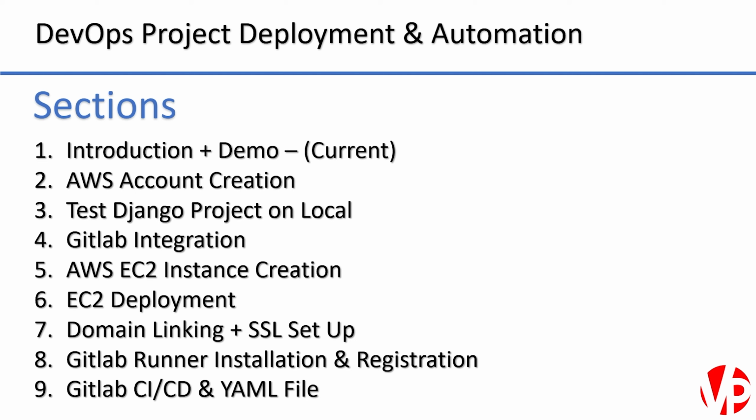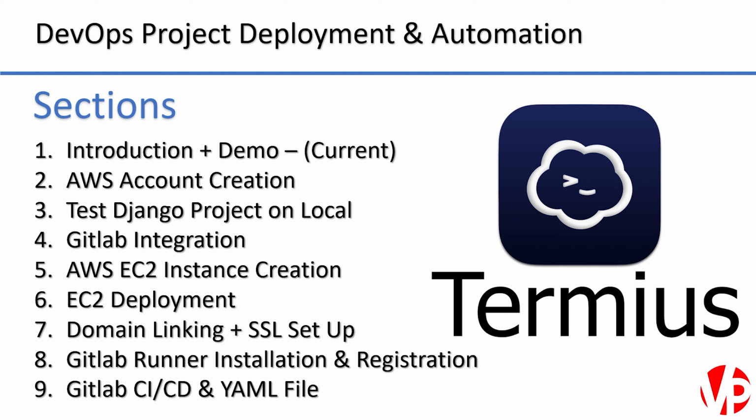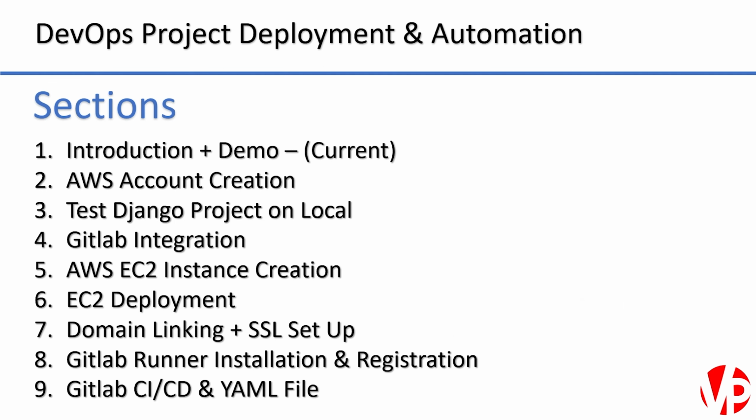The sixth topic is actual deployment. We will clone our repository to our EC2 instance. But before that, I will show you how you can use your AWS credentials with Termius. Generally, there are multiple software available in the market. You can use Putty, or if you are using Ubuntu, you can directly SSH into your EC2 instance. But in this video series, I am going to use Termius as my SSH client.